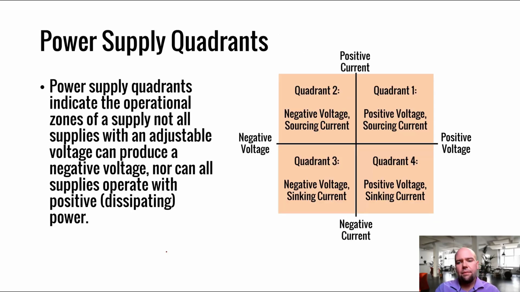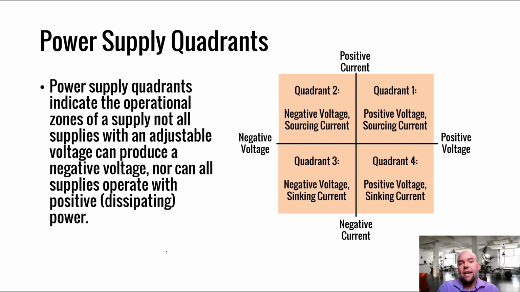There's another thing I want to talk about with supplies, and that is power supply quadrants. So an ideal voltage supply, or ideal current supply, we describe these as being able to apply whatever current through its terminals is necessary to maintain a voltage, or whatever voltage across its terminals is necessary to maintain a current. In reality, not all supplies can do that.